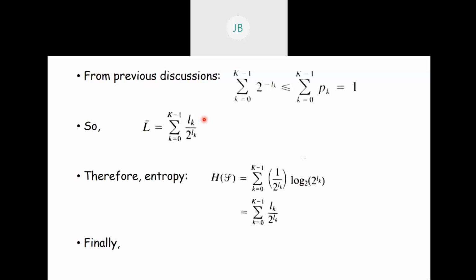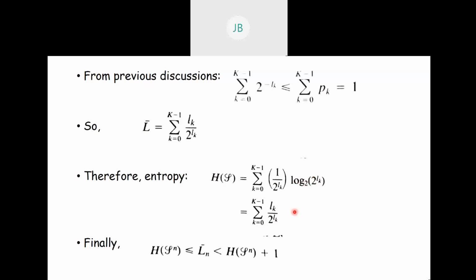Then how to represent entropy? Entropy is in general the summation of pk log of 1 by pk. Here pk is represented by this term, so pk log of 1 by pk is the equation for entropy. That's what is represented here. Simplification leads us to this point, because we are just simplifying this term.